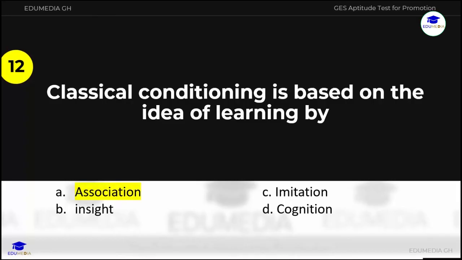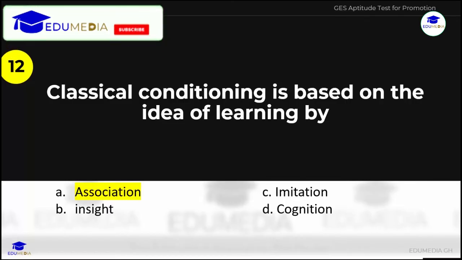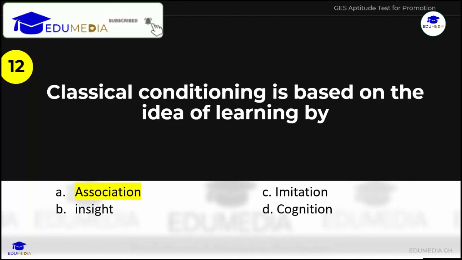Association. Classical conditioning is also known as Pavlovian conditioning. It is a type of learning that occurs when a neutral stimulus becomes associated with a stimulus that naturally evokes a response, so that the neutral stimulus eventually elicits the same response. For example, in the famous experiment by Ivan Pavlov, dogs learned to associate the sound of a bell with the presentation of food, so that eventually the sound of the bell alone was enough to cause the dogs to salivate. Classical conditioning is based on the idea that learning occurs through the formation of association between stimuli and responses.